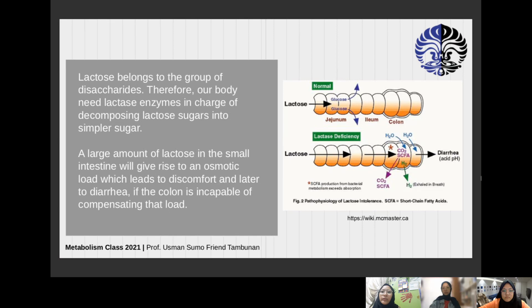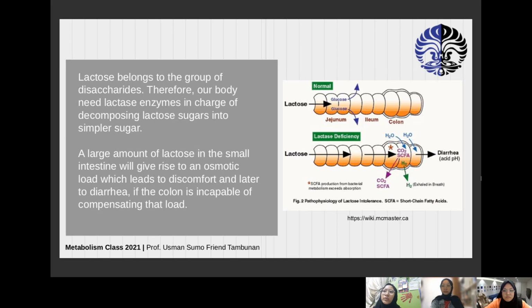A large amount of lactose in the small intestine will give rise to an osmotic load, which leads to discomfort and later to diarrhea. If the colon is incapable of compensating for that load, osmotic diarrhea occurs when components of the food that you eat remain in the intestine because they cannot be absorbed properly. Osmotic diarrhea can cause loss of fluids and electrolytes such as sodium, potassium, and chlorides. In such circumstances, the person must obtain nutrients to fulfill their needs.